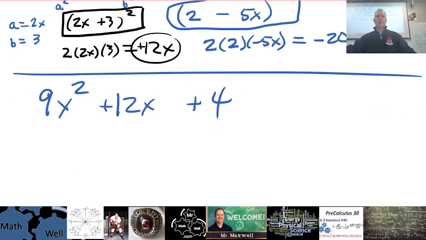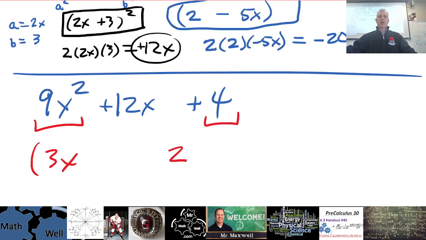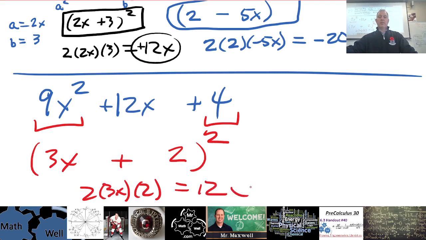So is this a perfect square? Yes. Okay, 3x. Is this a perfect square? Yep, 2. And this is a plus, so this should be a plus. Does that give us this polynomial? Well, we already checked the first term and the last term. So 2 times 3x times 2. That's 4 times 3x, which is 12x. Yes, so we're done.